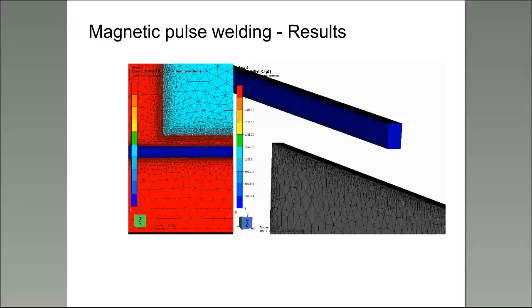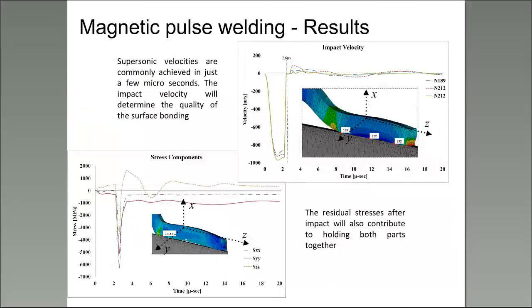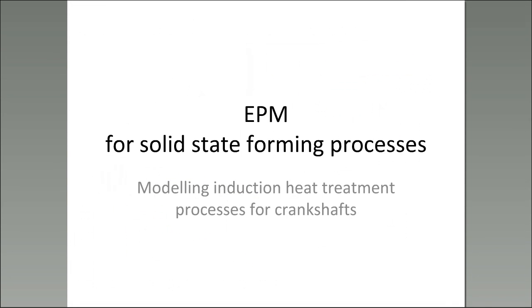Before there was an animation, but there is a problem running it. So, let's go. What you see is that you can get some supersonic velocities in a few microseconds. You can reach values of 1,000 meters per second. And with those computations, which we have done here at CMF, you can also access the residual stresses, which are very important because they will contribute to holding both parts together. So this is an example of application for magnetic pulse welding.